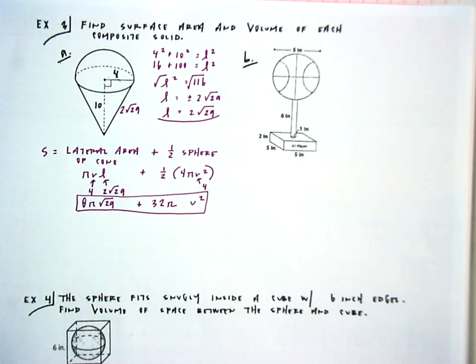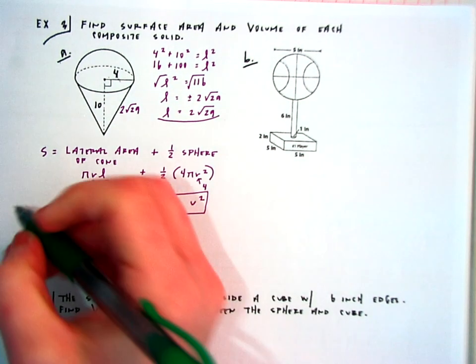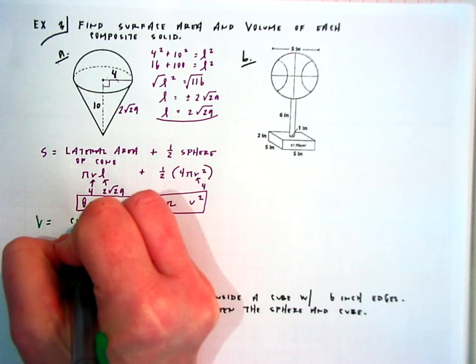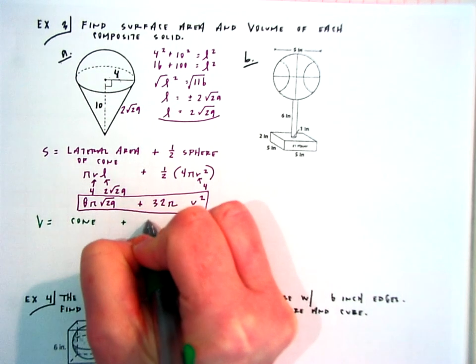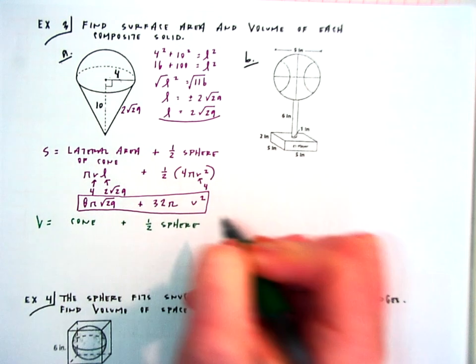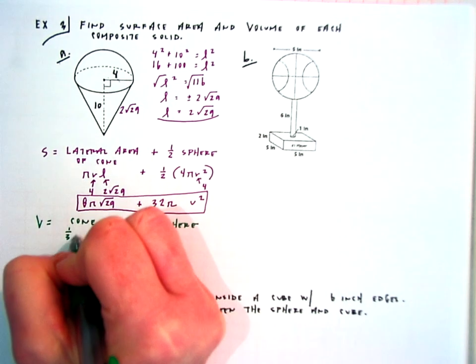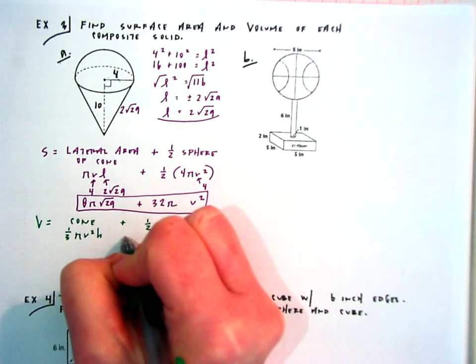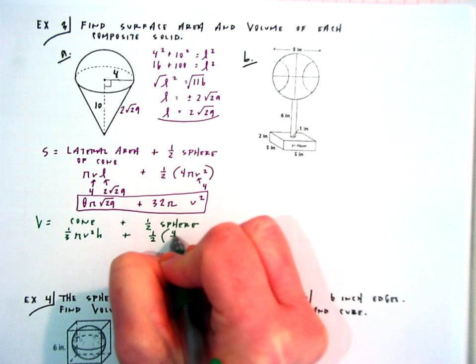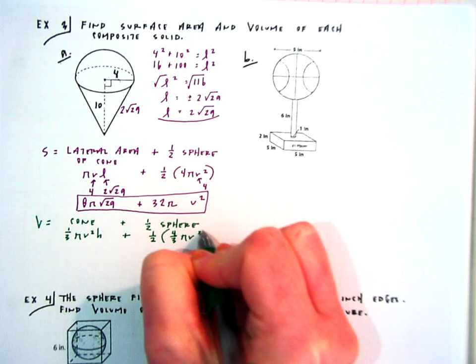Okay, and then I need volume. Volume is usually easier than surface area for the composite solids. So here I really just need my cone, and I need, again, a hemisphere. I need half of a sphere. So I'm looking at cone plus half of a sphere. So my cone, I'm looking at 1/3 pi r squared times the height, and then half of 4/3 pi r cubed.